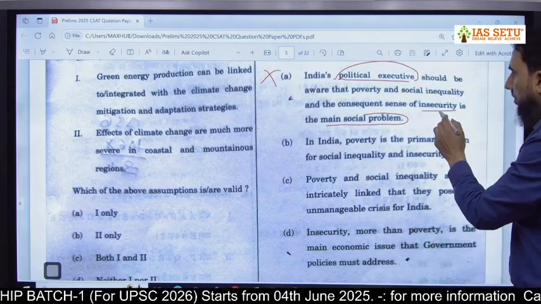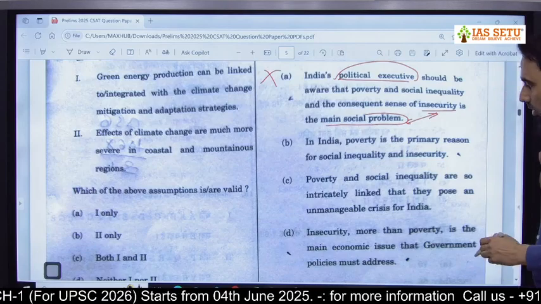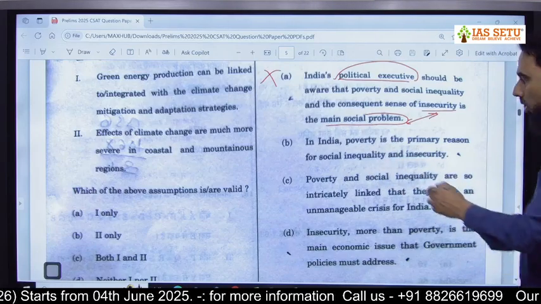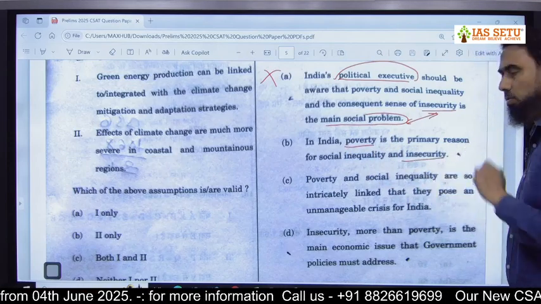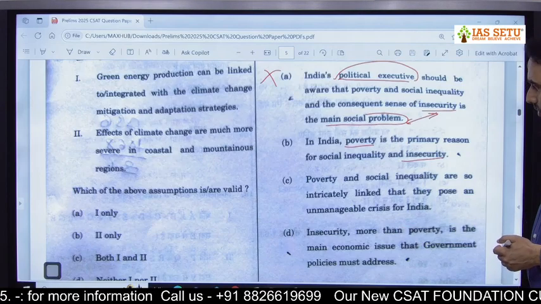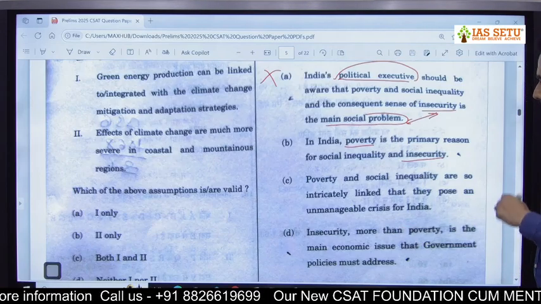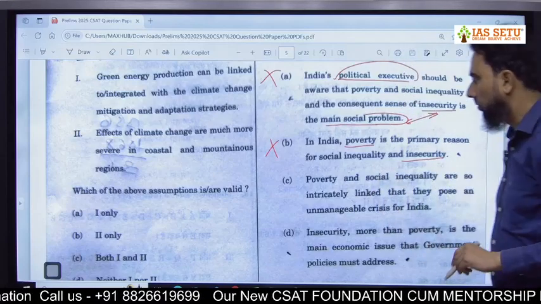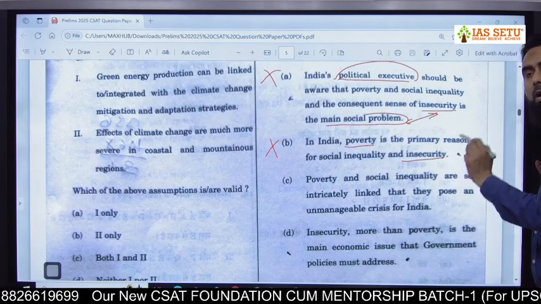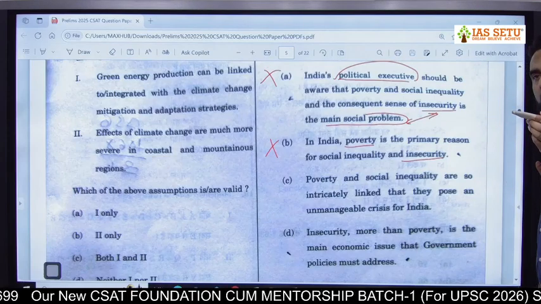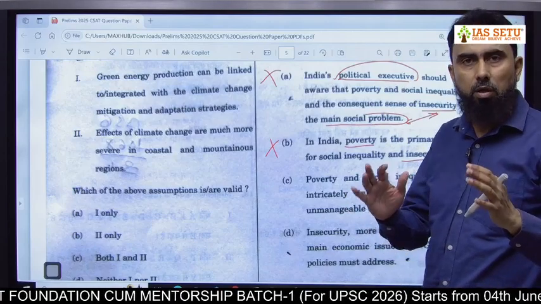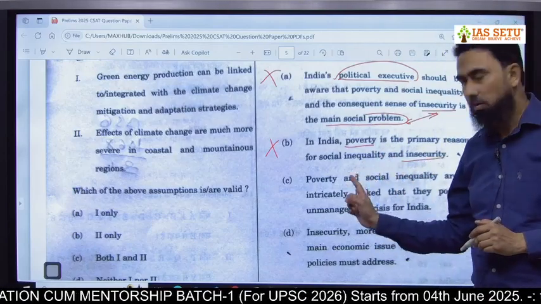It has deviated, and because of this distortion as well. B says in India, poverty is the primary reason for social inequality and insecurity. This connection is not given in the passage. What is given is that insecurity is a more serious, more acute problem. But that poverty is the primary reason, we can't say that. Another point in support of why B is wrong: the author has said that people who are above the poverty line also have a sense of insecurity. It means poverty cannot be the primary reason, right?